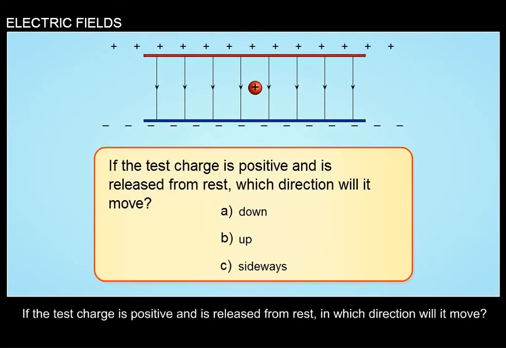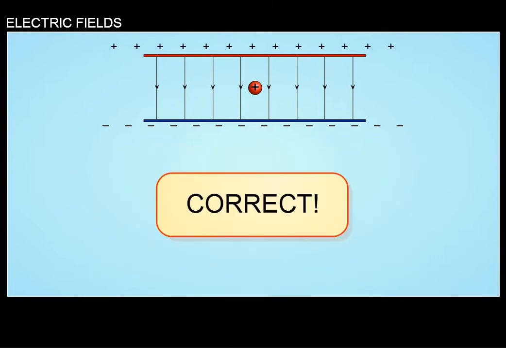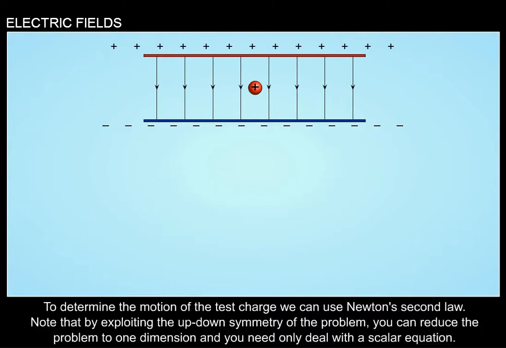If the test charge is positive and is released from rest, which direction will it move? Correct. The positive test charge moves toward the negative charge. To determine the motion of the test charge, we can use Newton's second law. Note that by exploiting the up-down symmetry of the problem, you can reduce the problem to one dimension, and you need only deal with a scalar equation.